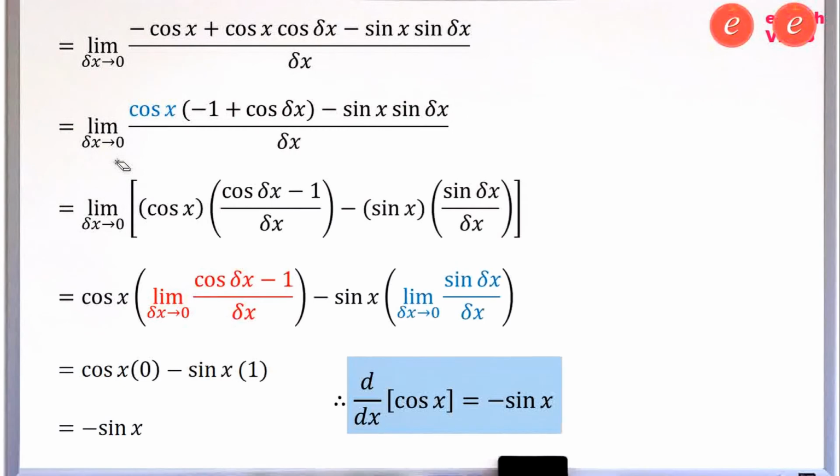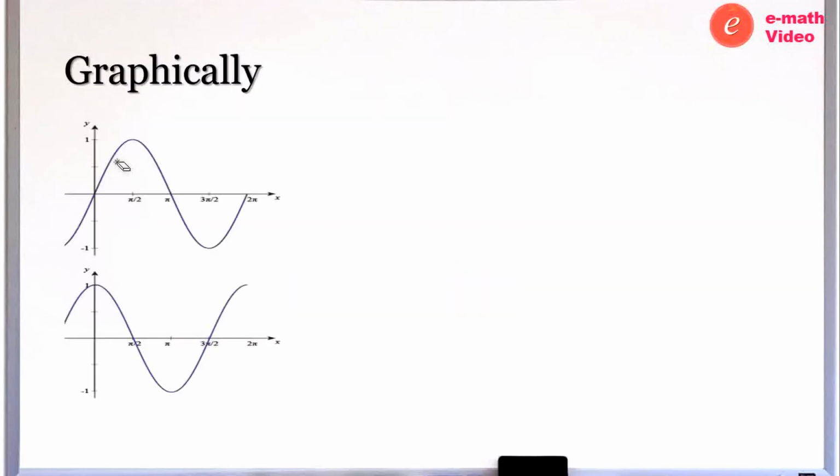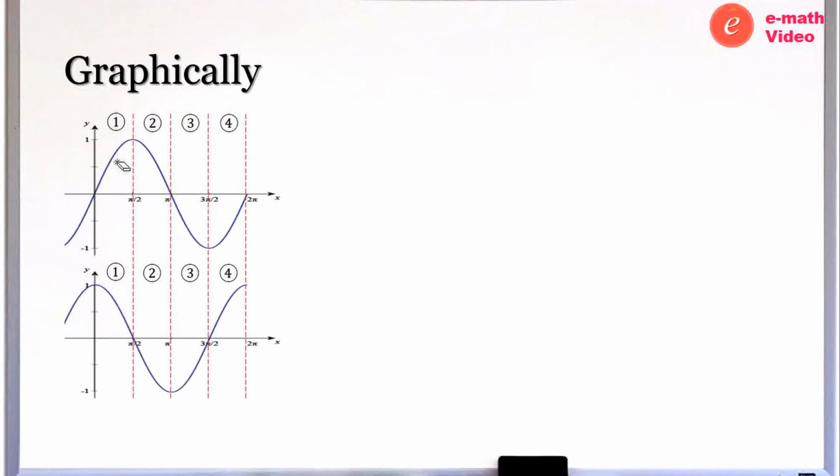It may not be convincing like this, so this time I will do it graphically. Insert the graph of sine and the graph of cosine. Cut it into 4 segments: 1, 2, 3, 4. Refer to the graph of sine. For the first segment, we can see that the value of y increases.